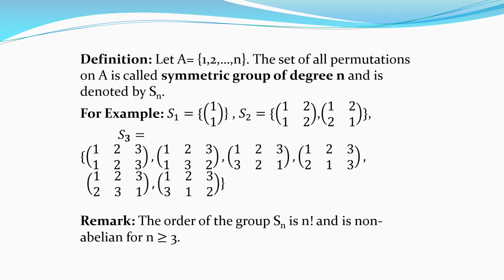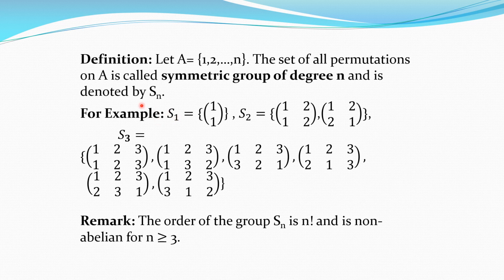Now, we define the symmetric group of degree n denoted by Sn. Now, if you consider A is equal to 1 to n, then there are many permutations that we can define on this set. The set of all such permutations on A is called the symmetric group of order n or symmetric group of degree n, and it is denoted by Sn. Now, in particular, if n is 1, then A contains only one element. So, there is only one permutation, that is 1 goes to 1. So, S1 contains only one element.